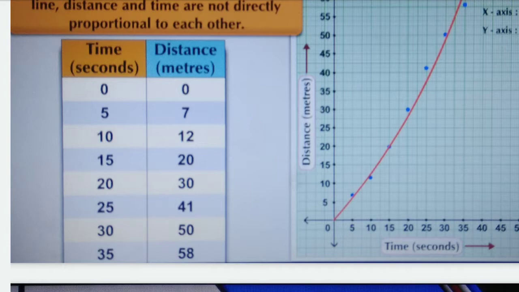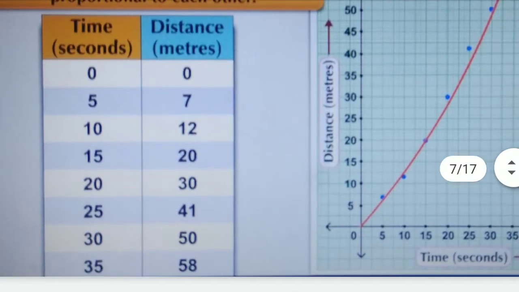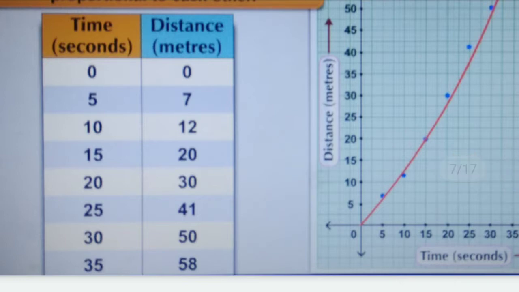In another 5 seconds, the car covers 8 meter distance. That is, in total 15 seconds, the car covers 20 meter distance. As we observe this table, the time interval is the same. After each 5 seconds, the distance is measured, but the distance measured is not the same in the same time interval.